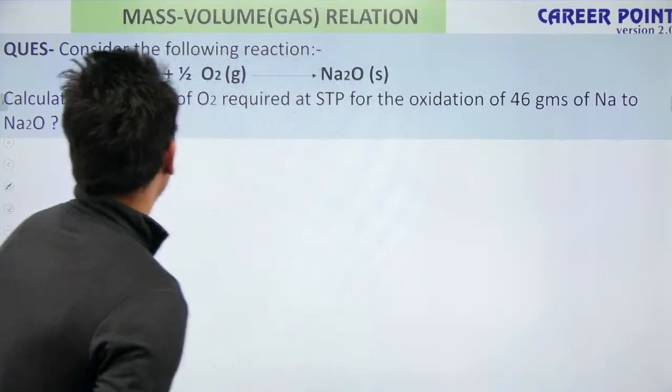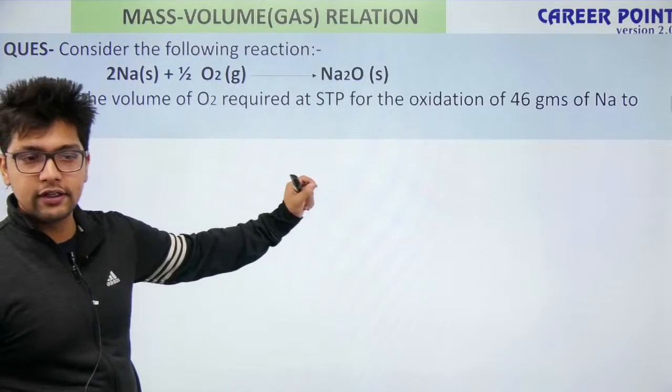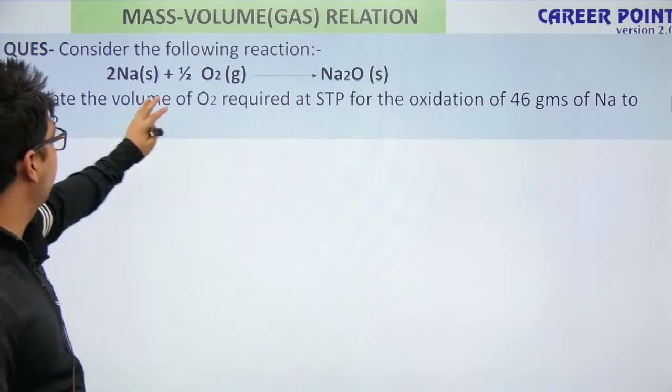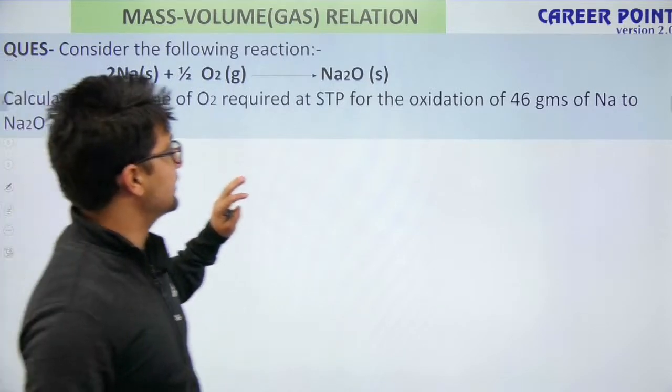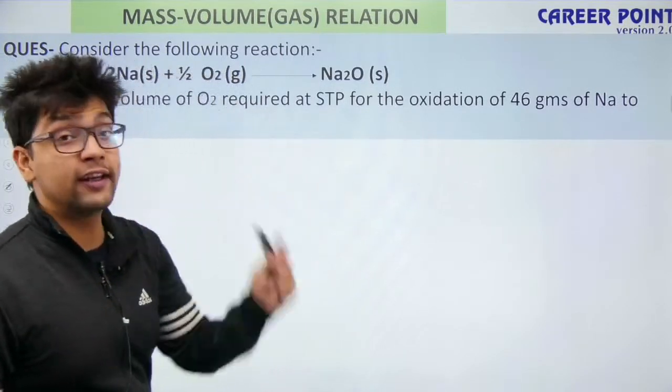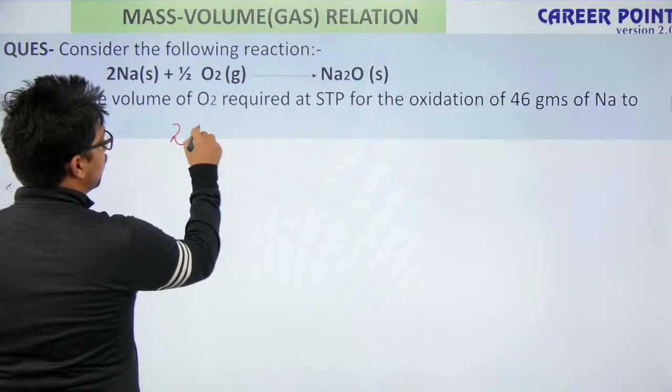Okay, so how to solve this type of question? Again, they have given us an equation. In these type of questions, the mass of one component is given. Again, what they have given, they are saying you have been provided with 46 grams of sodium. So let's write the equation.